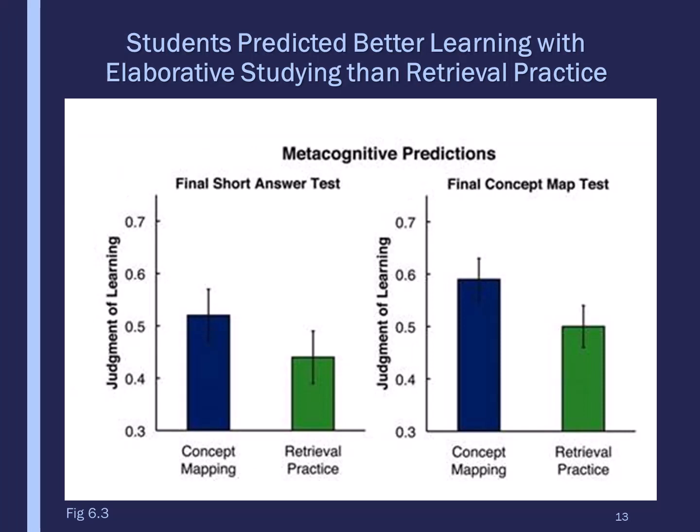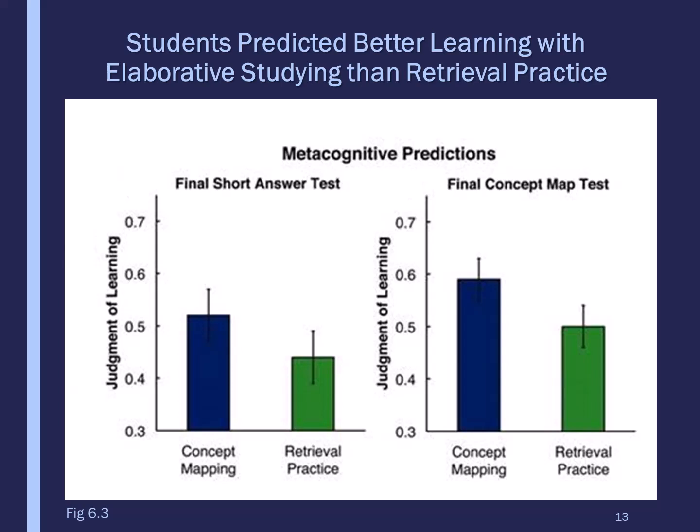So here it is. First, let's look at the metacognitive predictions again. This is how students thought they would do. On the concept map test, they thought they'd do better if they studied with the concept map. That would make sense if they thought they should match their study strategy to the type of test. But when we look at the short answer test, we see that they thought they'd do better on that test when they studied the concept map as well.